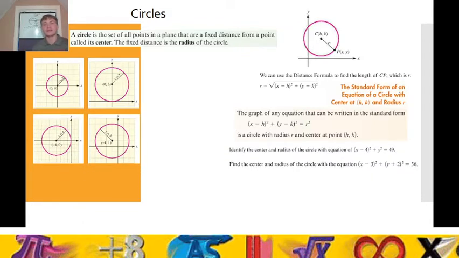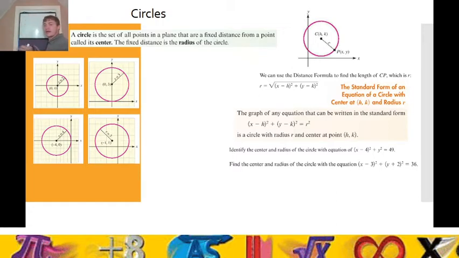Let's look at some examples here. It says identify the center and radius of the circle with the equation of x minus 4 squared plus y squared equals 49. Now, as we said here, our variable x is in a parenthesis squared, so it's in the standard form as we see above. What are we subtracting away from the x?